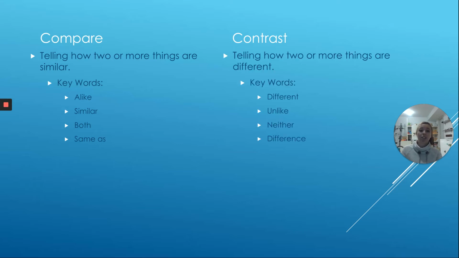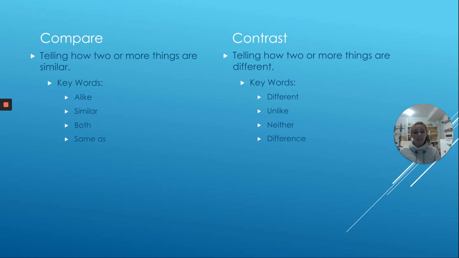Contrast means to tell how things are different. So when I'm talking about two or more things and telling you how they are not the same, how they are different from each other, then I'm going to use keywords such as different, unlike, neither, or difference. Now, oftentimes when people say, oh, I compared one thing to another, they use that as saying that they have told me how they are alike and different. But remember, the word compare only means to tell how things are the same. Contrast is the word that you need to tell me that they are different.